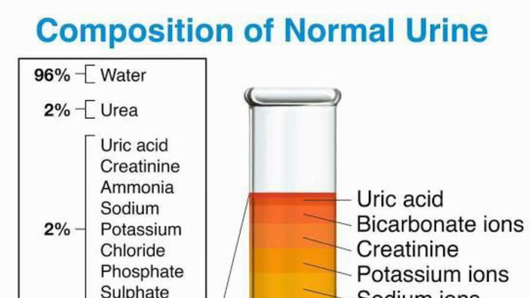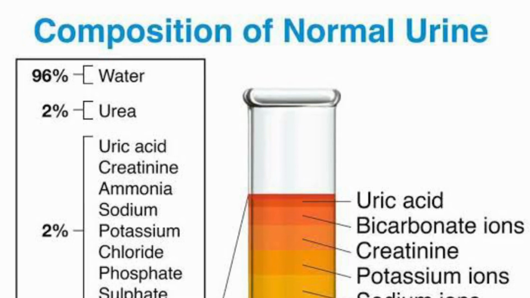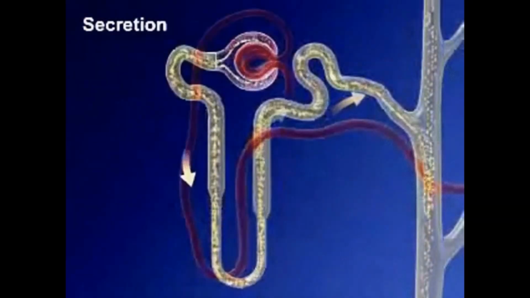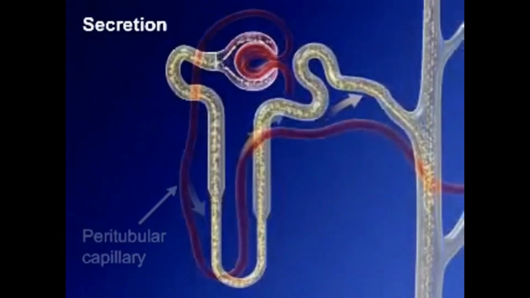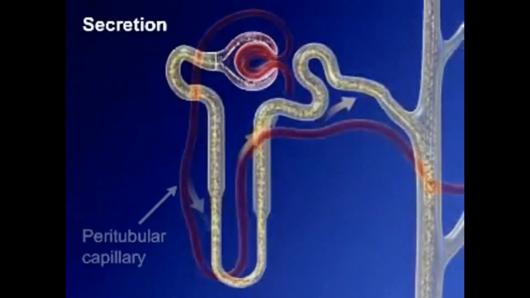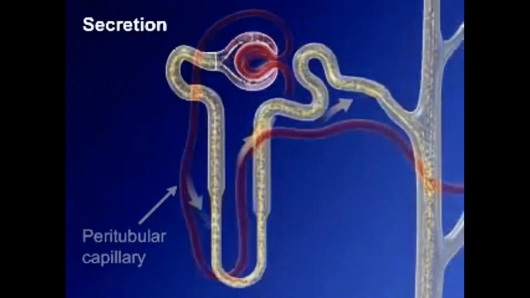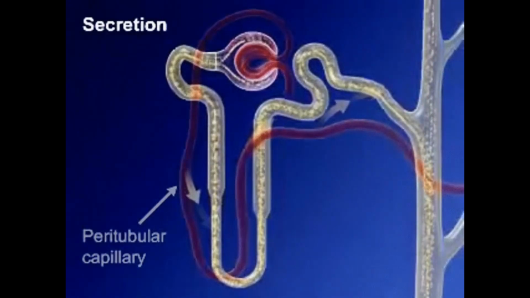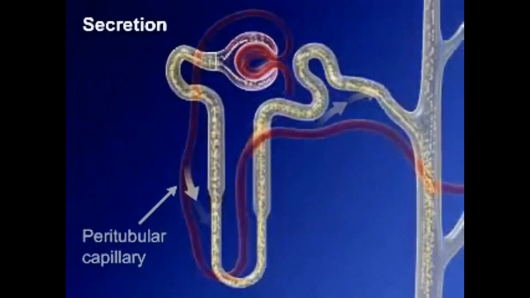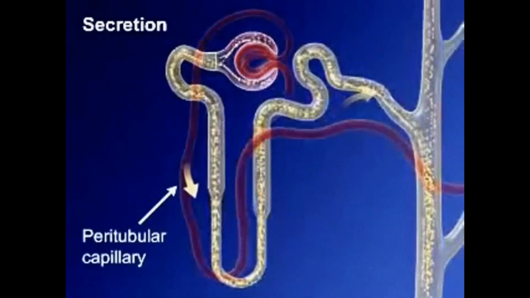Let's discuss the last step, which is tubular secretion. This is the final step in the formation of the urine, during which the walls of the tubule actively remove additional waste substances which are harmful to the body and that have escaped filtration from the blood.